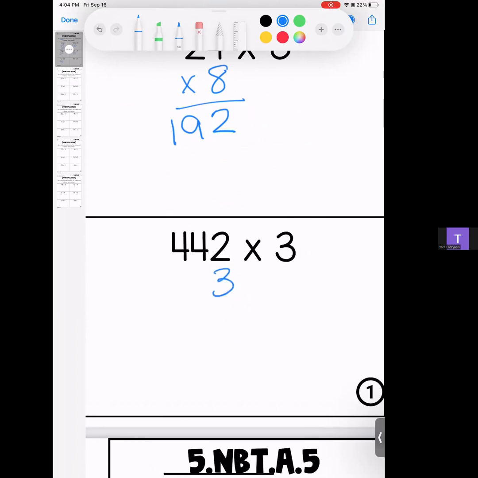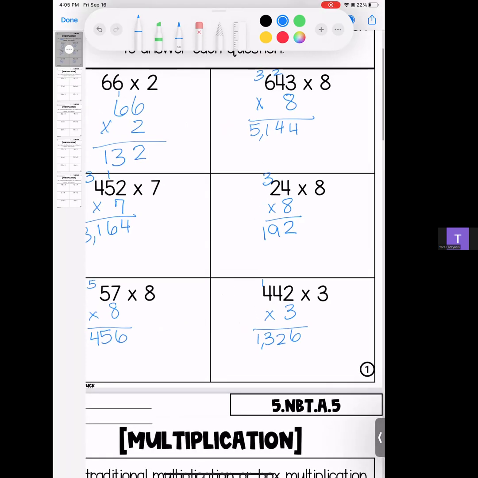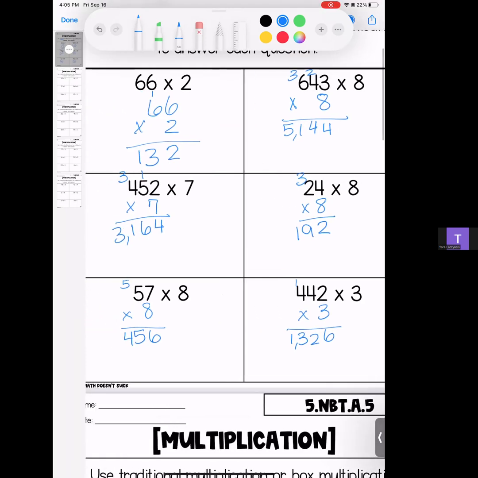442 times 3. 3 times 2 is 6. 4 times 3 is 12. Carry your 1. 4 times 3 is 12. Add 1 is 13. 1,326. This brings us to the end of our first homework assignment. Please bring any questions with you to class.